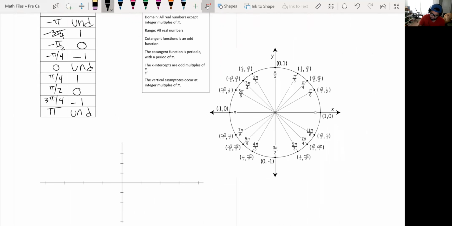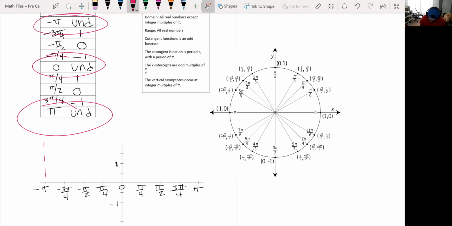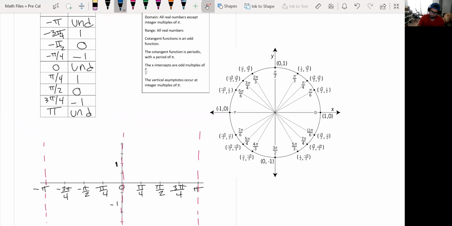All right, let's go ahead and graph. Write our intervals: negative pi, negative 3 pi over 4, negative pi over 2, pi over 4, 0. And once again, we go to 1 and negative 1. Now let's draw our vertical asymptotes, happening at negative pi, 0, and pi. Okay, plot our points. Negative 3 pi over 4, we're at 1, 0, negative 1, 1, 0, negative 1.